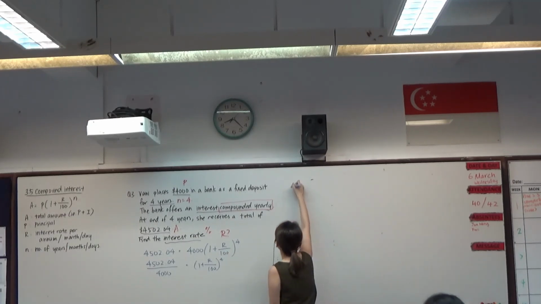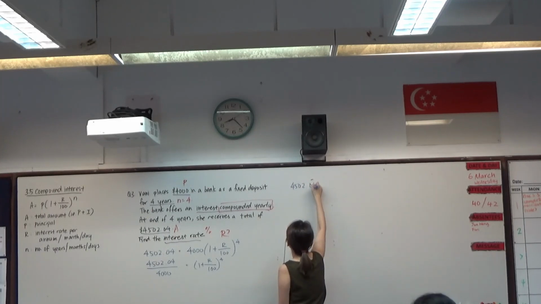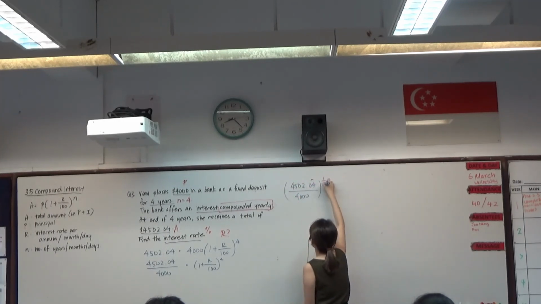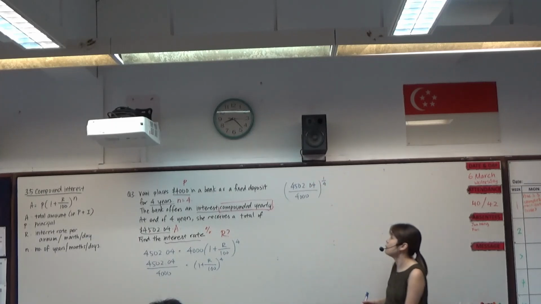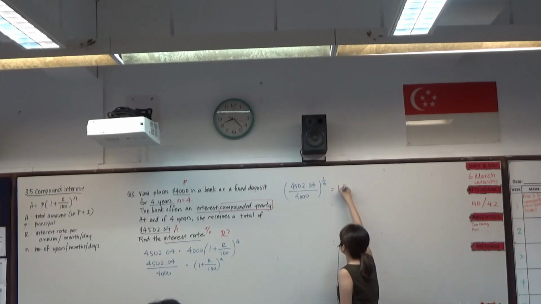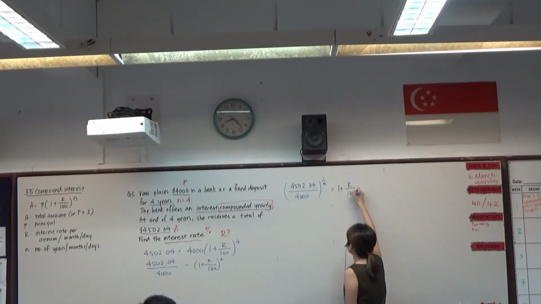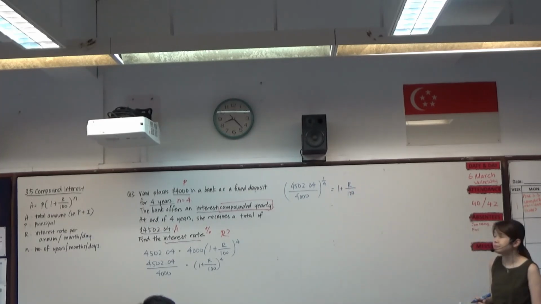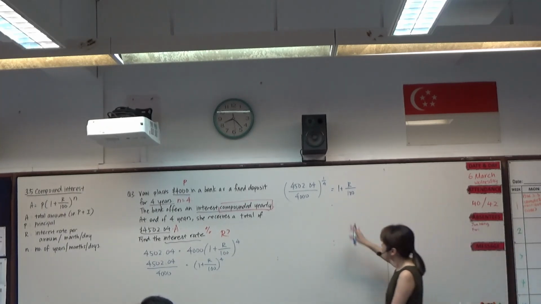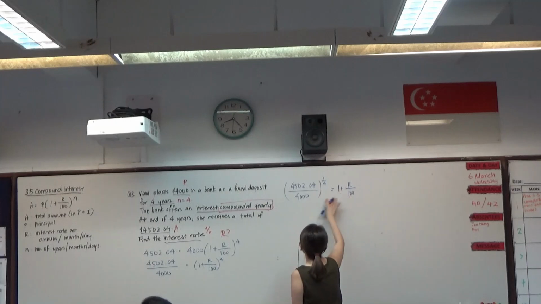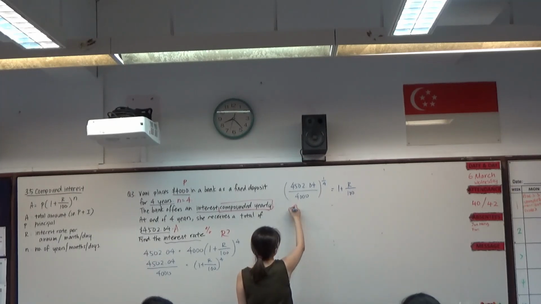So we will take the 4th root, which is power of 1/4, and then we will get 1 plus R over 100. That is how we so-called open up the brackets. Then we want to find the value of R, so next we move the 1 over to the left.